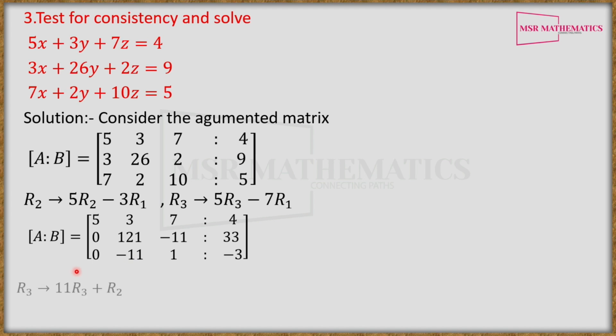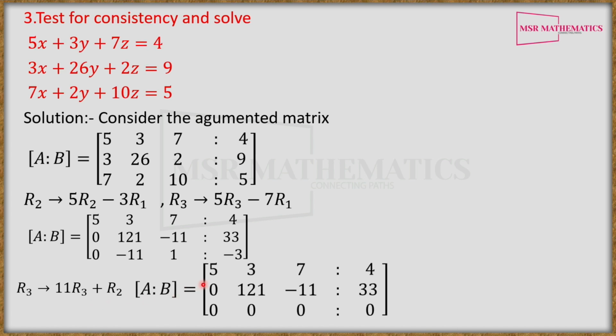For that, the next elementary row operation is R3 is minus 11, so we have to multiply this by 11, we get 121, so we get 11 R3 plus R2. Here we have minus 11 into 11 is minus 121 plus 121, we get a value as 0. So we obtain the elementary operation as R3 goes to 11 R3 plus R2. So we obtain a new matrix as first row is same, second row is also same, third row changes.